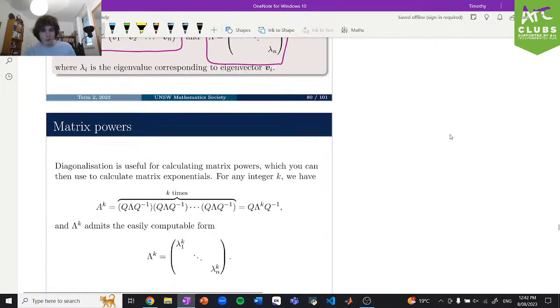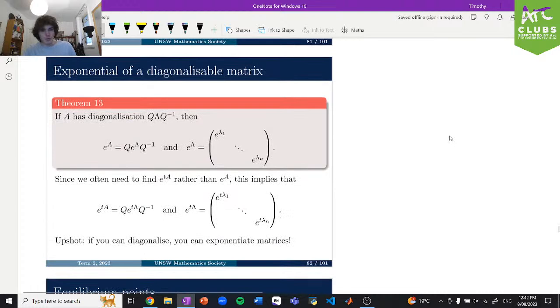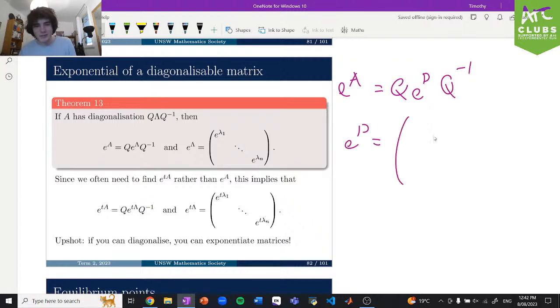And the reason that this is so useful is we have a really cool theorem which says that e to the power of A, that matrix exponential, in general is equal to Q times e to the power of the diagonal matrix, so e to the power of D, times that Q inverse. And that's really cool because e to the power of your diagonal matrix is just all of the values of your diagonal matrix put to the power of e. So like e to the power of lambda 1, and then e to the power of lambda n, which we love. We love diagonal matrices.